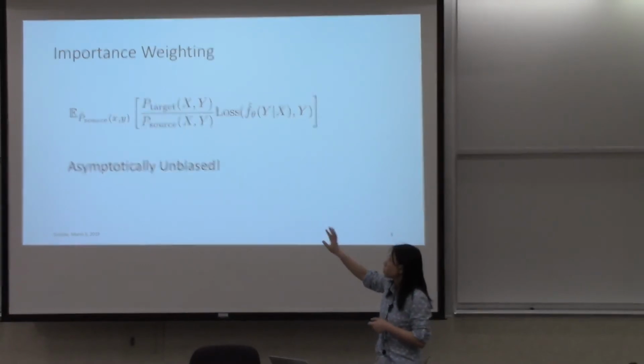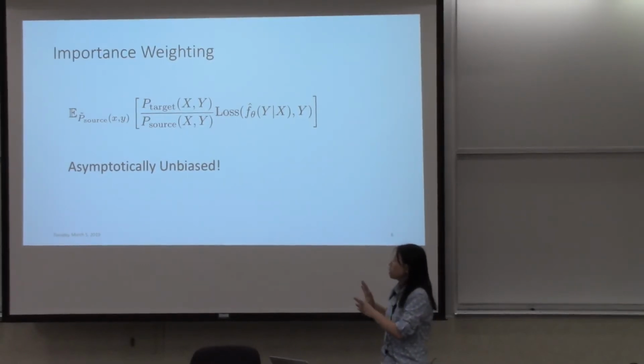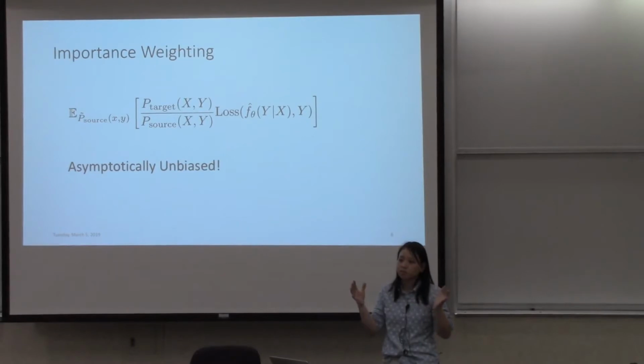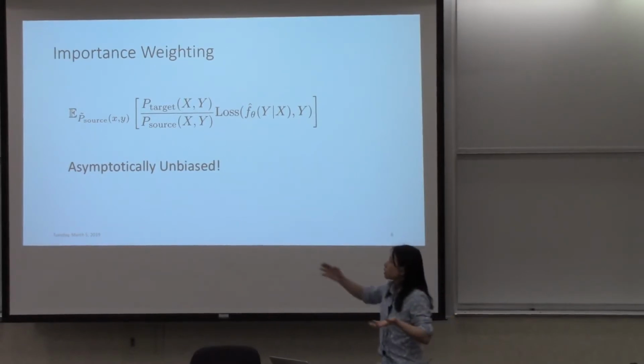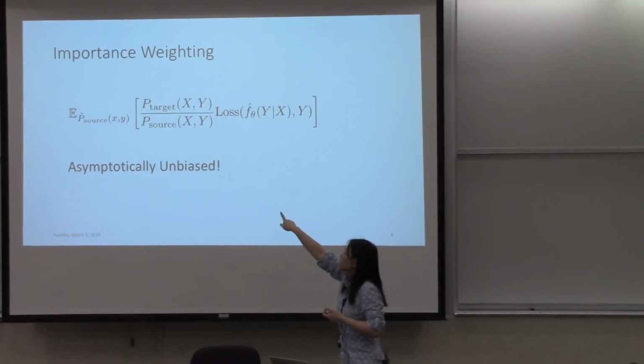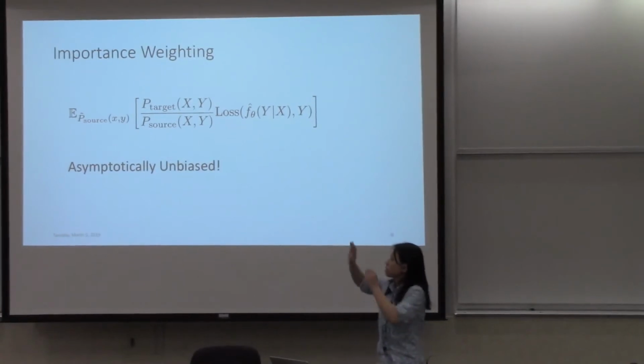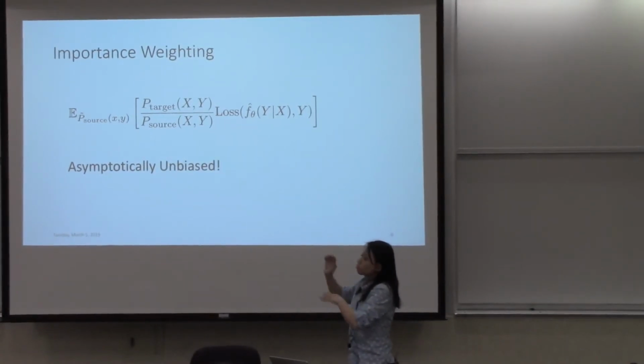If you know that, then asymptotically, if you sample everywhere in your source distribution and you have an infinite number of samples in your source distribution, then these two will cancel out. Then this will just give you the expected target loss.